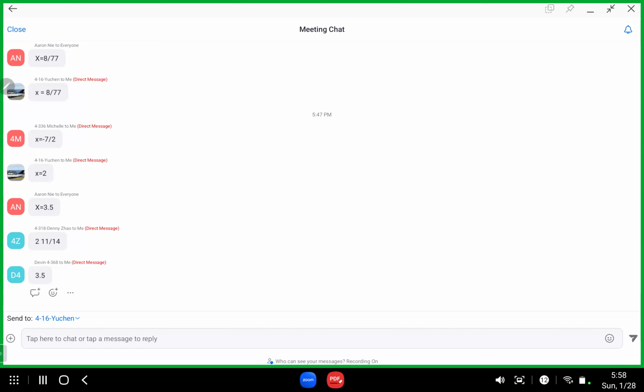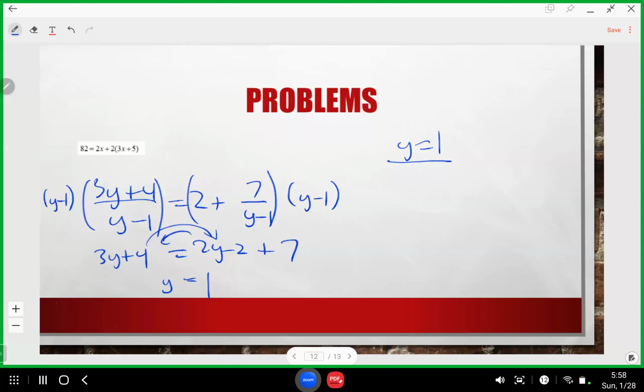So are there any ideas on why y is equal to 1 is not the correct answer here? Okay, the reason y is equal to 1 is not the correct answer is because we have y minus 1 in the denominator. If y is equal to 1, then this doesn't work because we're dividing by 0. So this one is actually no solution. Make sure you check your work if you ever have fractions like that with variables.